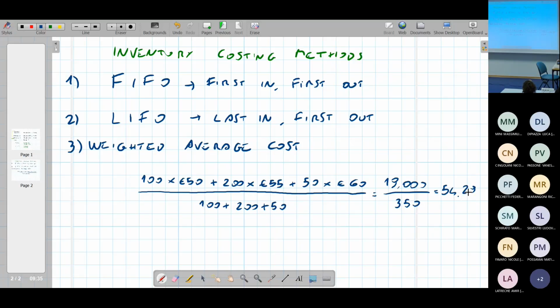So if you sell 150 units, the cost of goods sold would be calculated as 150 multiplied by 54.29. The average cost changes each time you buy new inventory, right? Because you change the value of the inventory and the quantity. So for each new purchase, you have to change the weighted average cost.